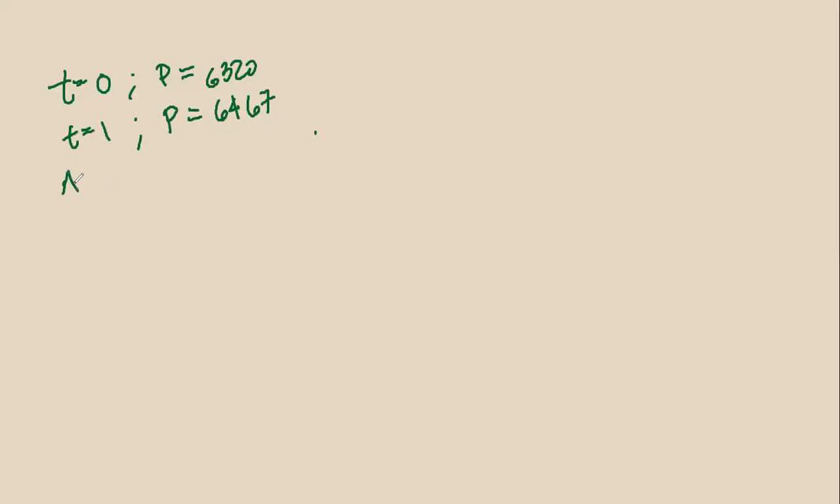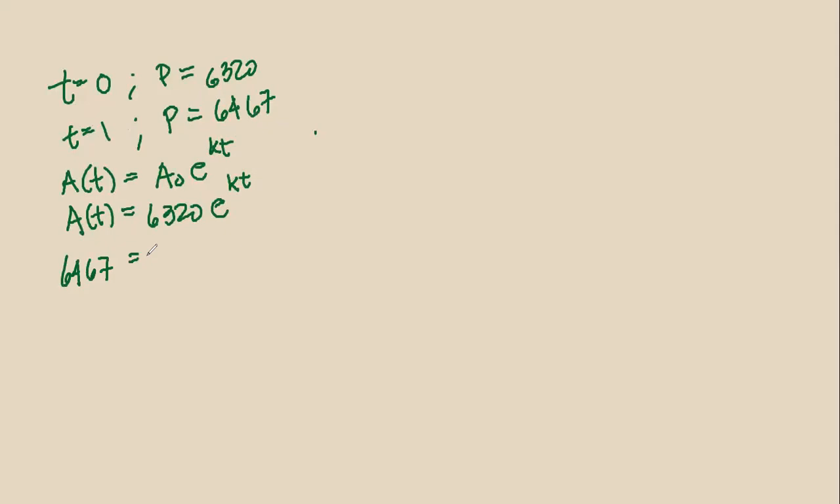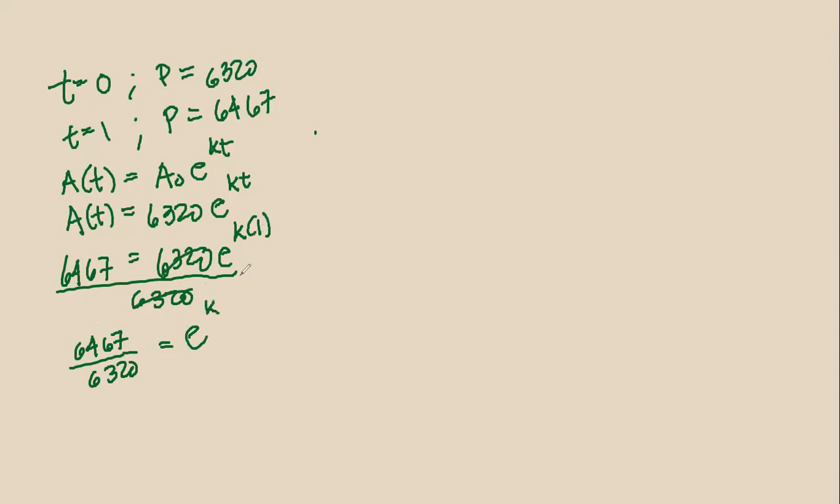6,467. So buuin natin yung ating formula, general formula. So A of T is equal to, ang initial ay 6,320 e raised to KT. So gamitin natin yung unang taon para makuha natin yung K. So sabi, 6,467 daw yung population at time t is equal to 1. So 6,320 e raised to k multiplied to 1 dahil t is equal to 1. So let us divide both sides by 6,320 para wala nang kasama si e pag ni-natural logarithm natin. So 6,467 over 6,320, that is equal to e raised to k na lang.